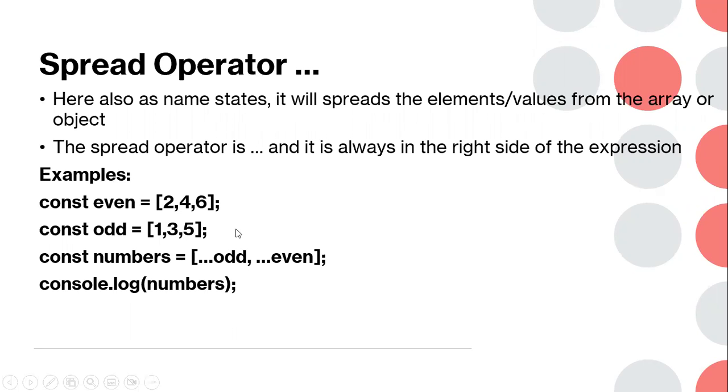And this is just the opposite. This will be used on the right side of the expression. Like ...even, ...odd. This means each and every item will be taken individually and merged into numbers. So this will not impact your original arrays, even or odd. It will always be on the right side of the expression. It can be an array or an object, so spread is useful for both. So let's see the examples.